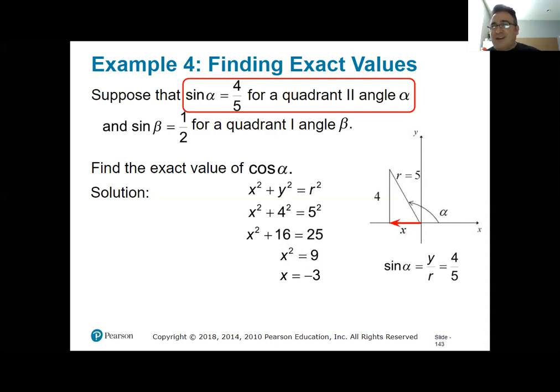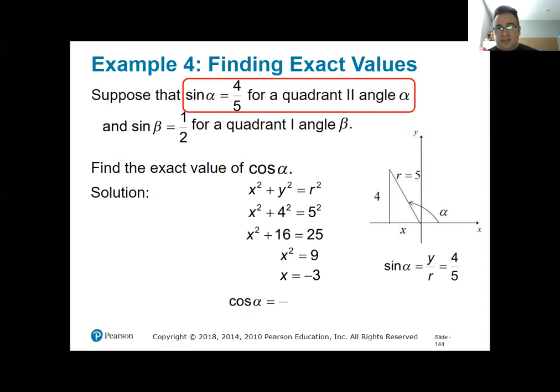Still falling for it. We're like 6 weeks from the year being over, and people are still falling for it. Why not? What did they ask me for? They didn't ask me for x, they asked me for what? The cosine. The cosine of alpha, right? So what is the cosine of alpha?